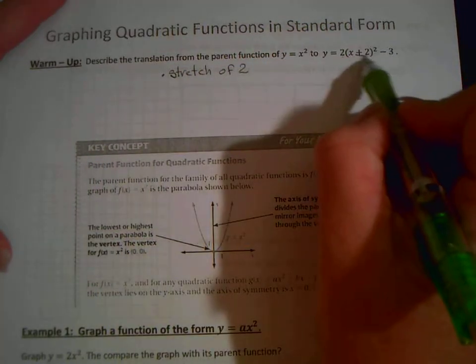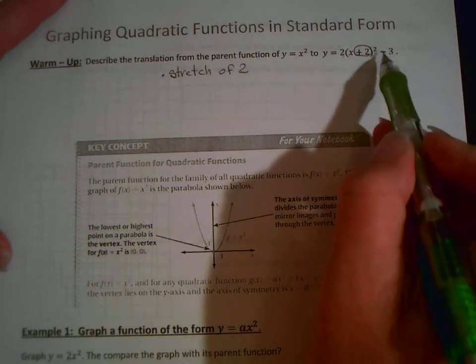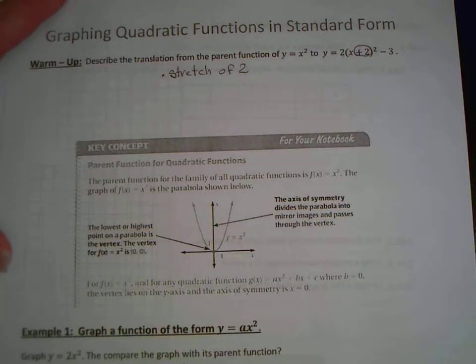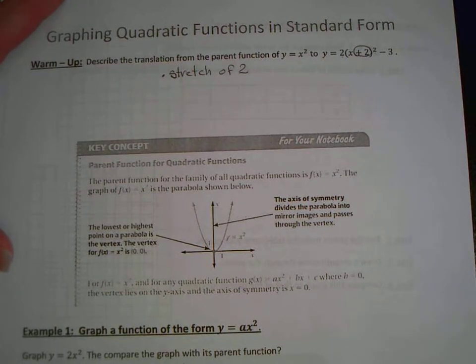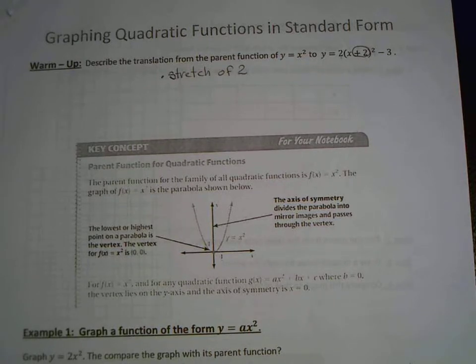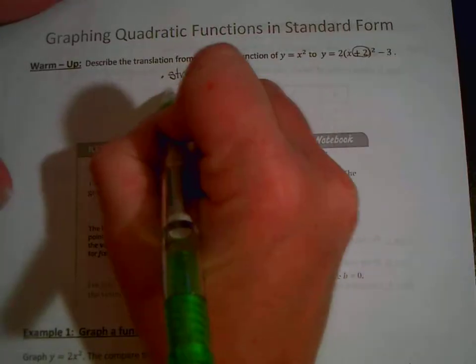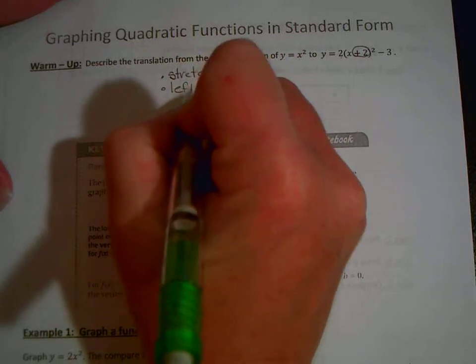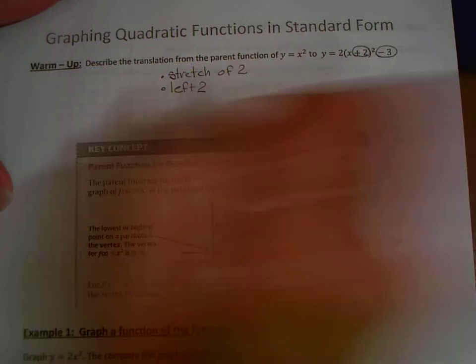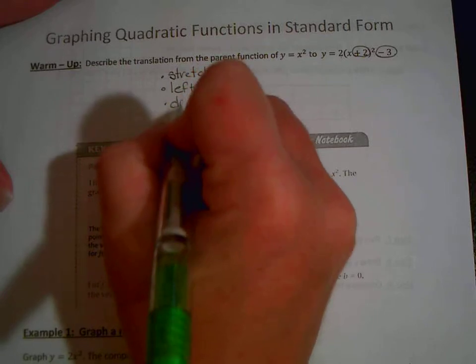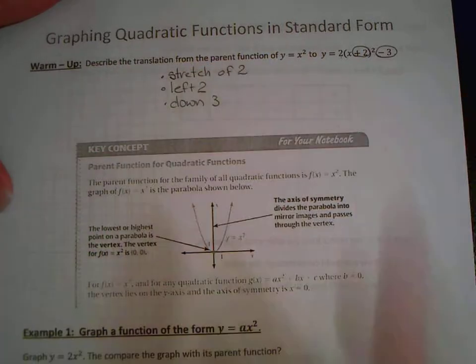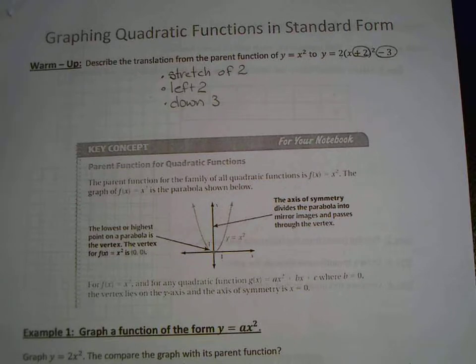Then the next move we have is plus 2 inside the parentheses prior to the square. This is the part that a lot of people forget: inside the parentheses prior to the square, it's the opposite of the sign. So it's plus 2, but normally when you think plus 2, you think go right, but this one would actually be left 2. And then the one here at the end is minus 3, and that is down 3. Now these are going to come into play again today in this lesson, so hopefully some of that will come back to you.